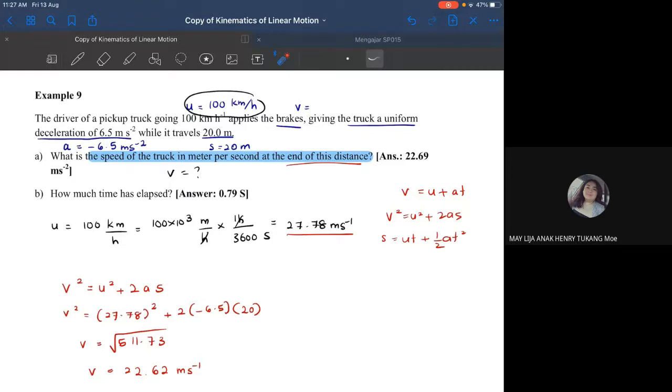And then this is A, this is B. Okay, cuba kamu salin dulu.